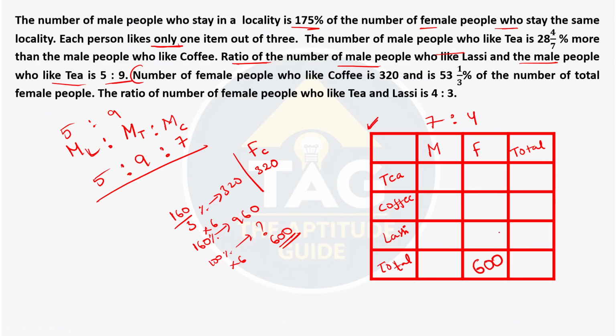Let's place it in the table. We know that males and females are in the ratio 7 is to 4. If females are 600, males should be 1050. So, as this is in the ratio 7 is to 4, if 4 parts is 600, 7 parts will be, you can calculate it this way. So 4 times 150 is 600, 7 times 150 is 1050. Now we got to know total number of females, we got to know total number of males. Nice.